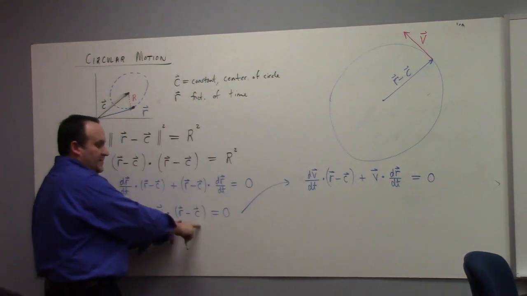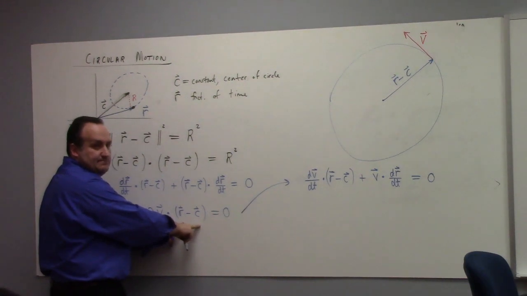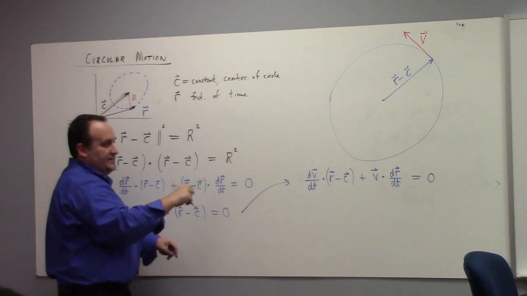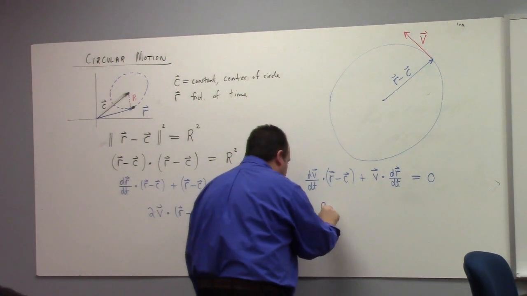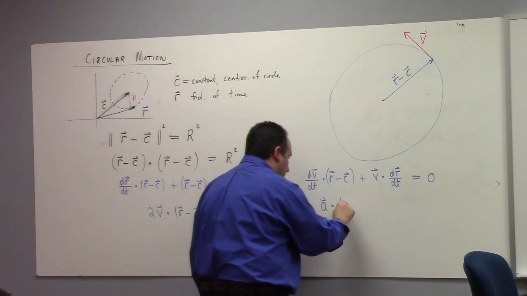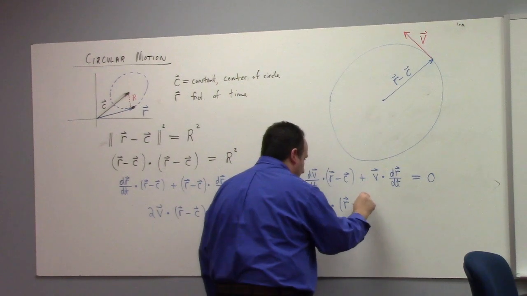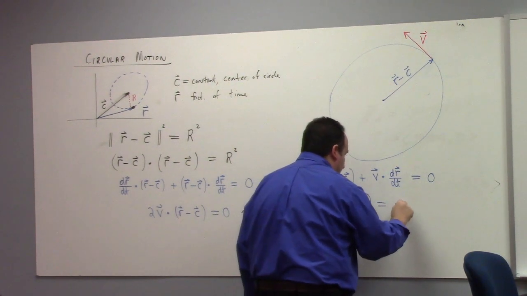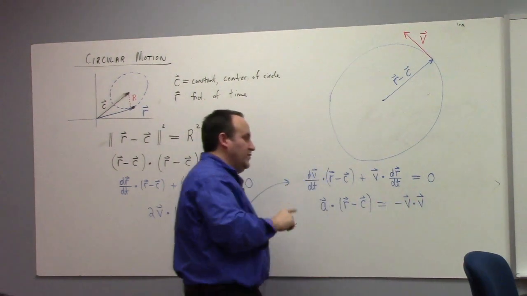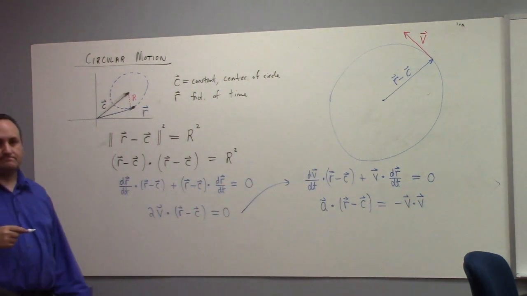So when I differentiate r minus c, I just get dr/dt, because the derivative of c is a constant, which is 0. What does this say? This says that the acceleration, which is dv/dt, dotted with r minus c, is equal to minus v dot v, moving the velocity to the other side.